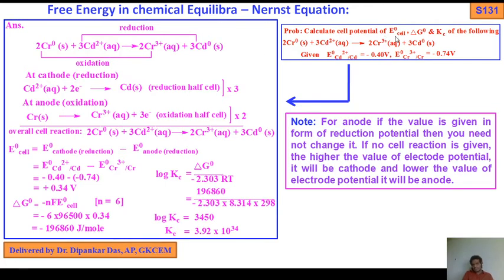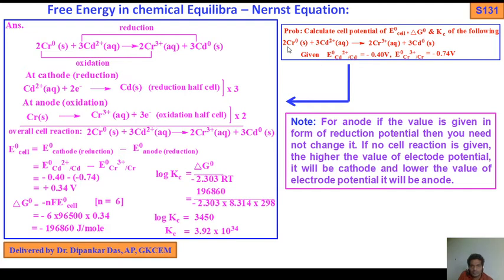Calculate cell potential, E cell, E naught cell, del G naught and Kc of the following. Okay, what reaction is given? If the reaction is given, then it is very easy. Otherwise you have to check from the reduction potential value.